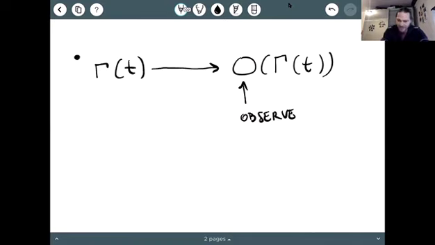State definition, let me say it again, because it's important. State, equation of motion, and going from states to observables. This is an observable.